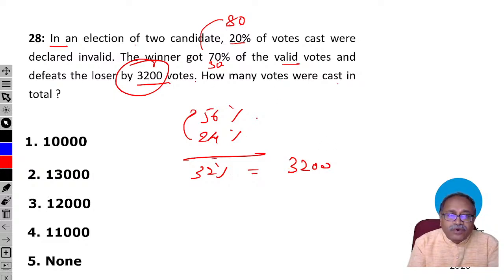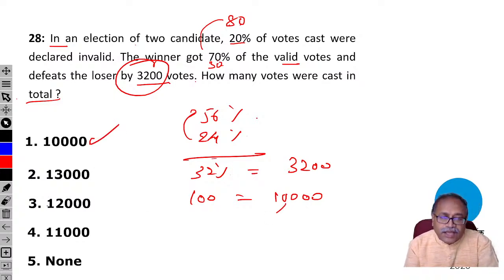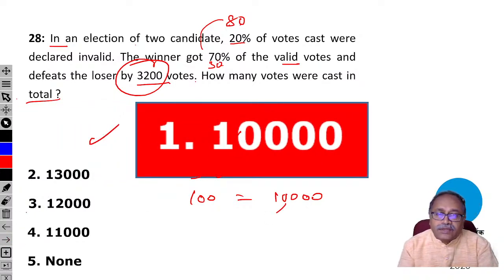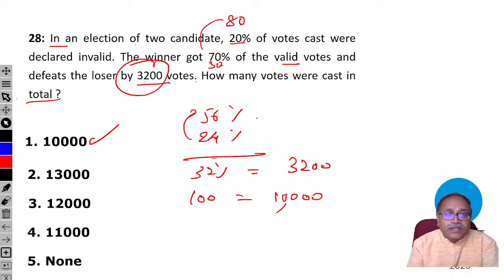మనకేంటి అడిగారు, హౌ మెనీ ఓట్స్ కాస్టెడ్ అని అంటే వ్యాలిడ్ కాదు, 100% ఓట్ కావాలి. సో ఇఫ్ 32% is 3,200, 100% is 10,000 should be my answer. Anywhere is there? That's right, option 1 is my answer. Okay, so let's move on to the next one. Yeah Anushad, you are right. Now let's move on to the next one.